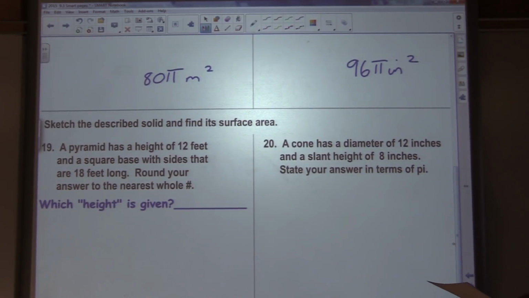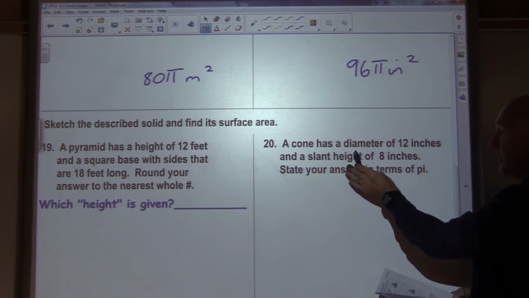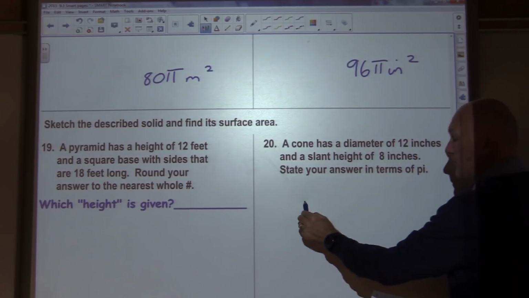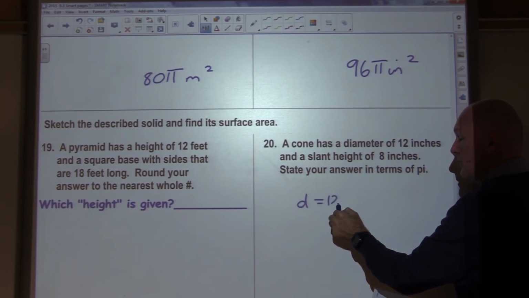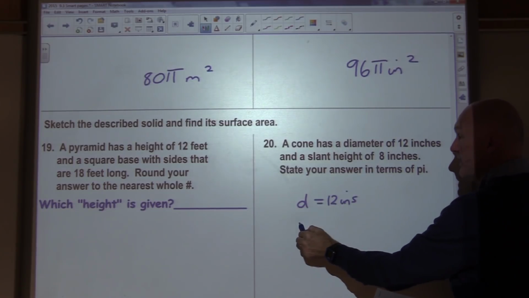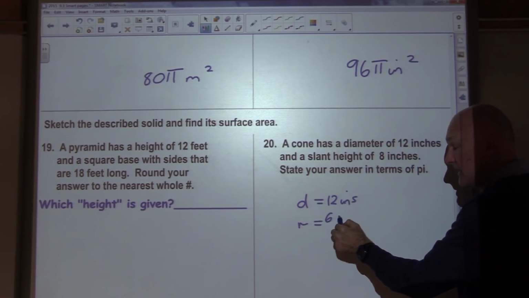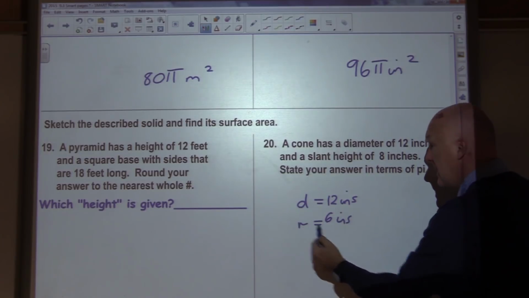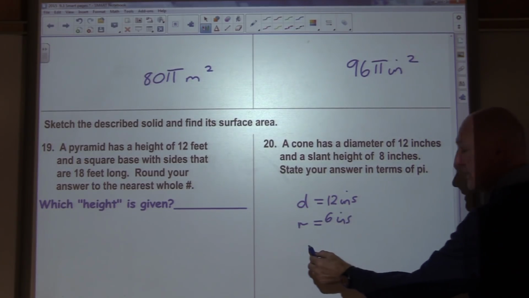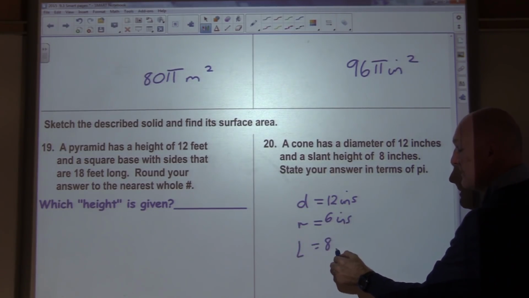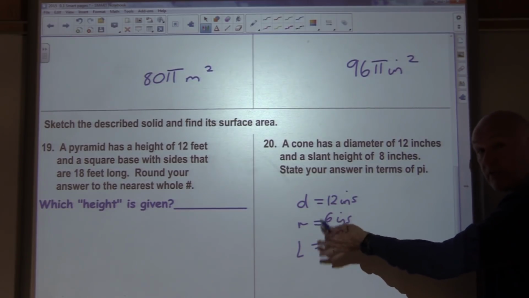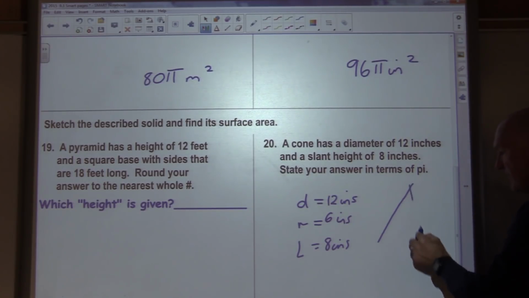Still on do it together. A cone, let's do number 20. A cone has a diameter of 12. So here's my cone with 12 inches as the diameter. Straight away I'm going to write down the radius is 6 inches because it's just half. Okay, and a slant height of 8 inches. Now you've got all the necessary ingredients you need. Quick sketch of the cone, here it is.